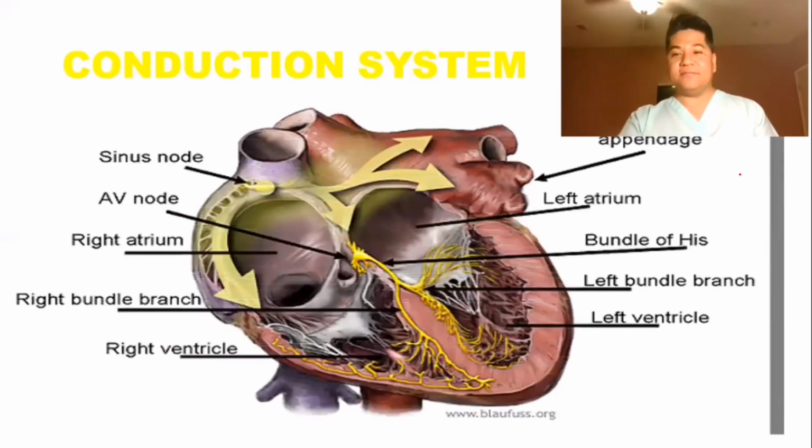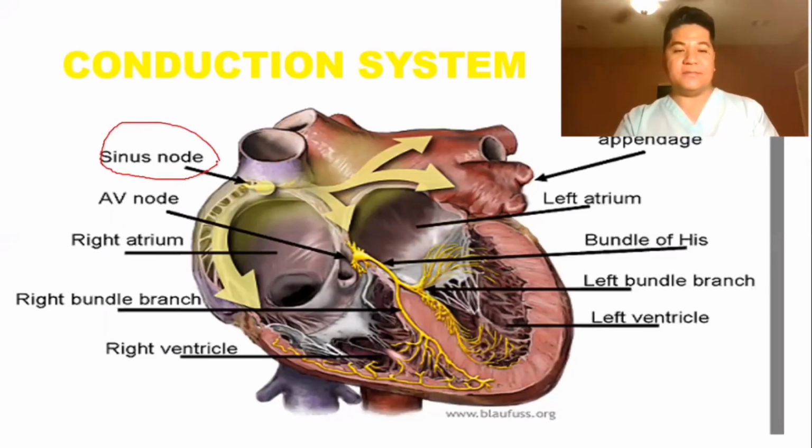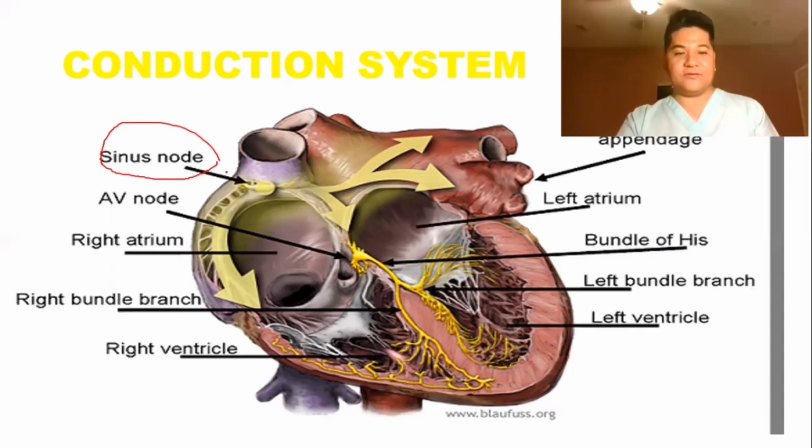Conduction system. Now the electrical conductivity of the heart starts from your SA node, or the pacemaker, which starts the conductive system of the heart. So SA node, then to your AV node, here, it will spread here.